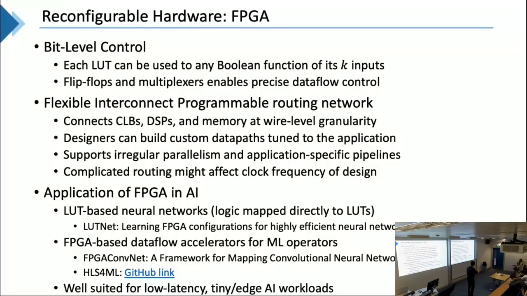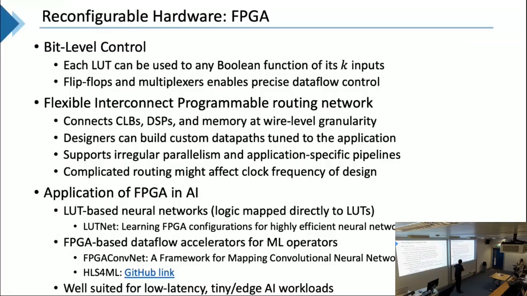But the downside of this CLB and the flexible interconnect is that it needs to keep the connectivity between, for example, the leftmost and rightmost CLB. So it actually consumes more area than just having one-to-one connections. So this is the FPGA.